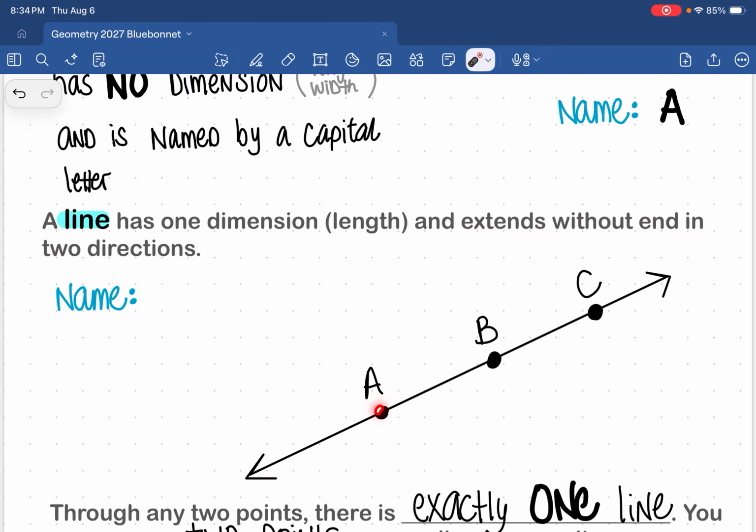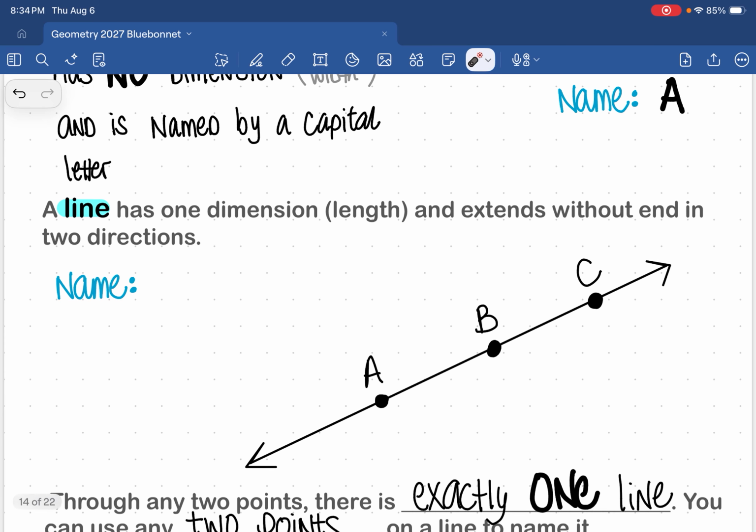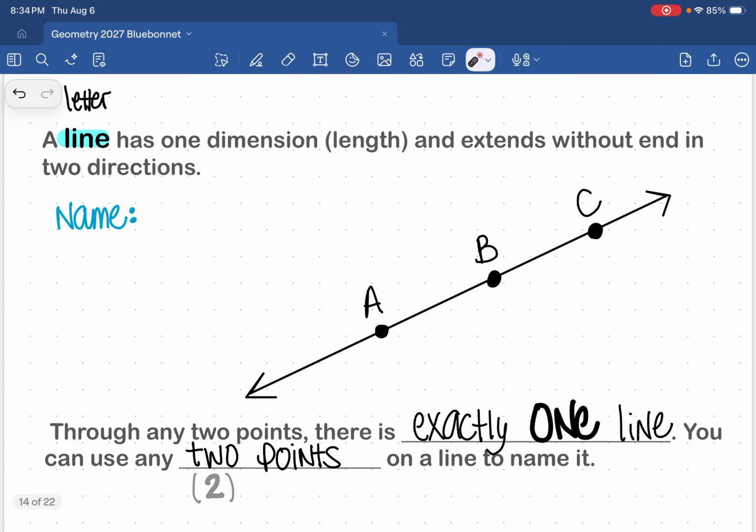A line can have an infinite amount of points on it. I've placed 3 on there for naming purposes. Through any 2 points, there is going to be exactly one line. And you can use any 2 of the points on that line to name it. So some names for this line would be AB.